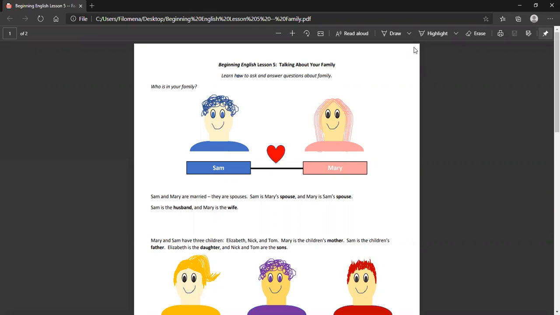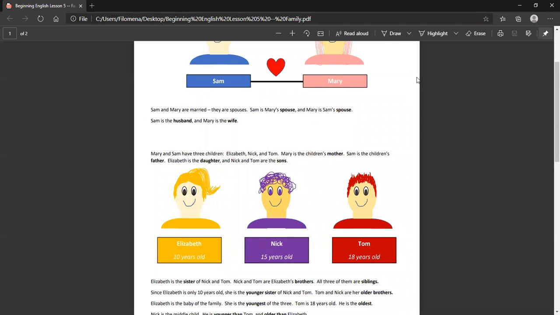Let's read about this family. Sam and Mary are married. They are spouses. Sam is Mary's spouse, and Mary is Sam's spouse. Sam is the husband, and Mary is the wife.